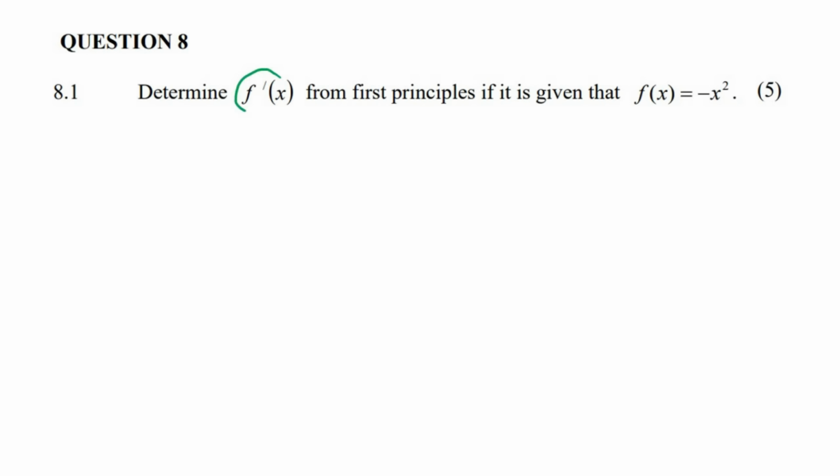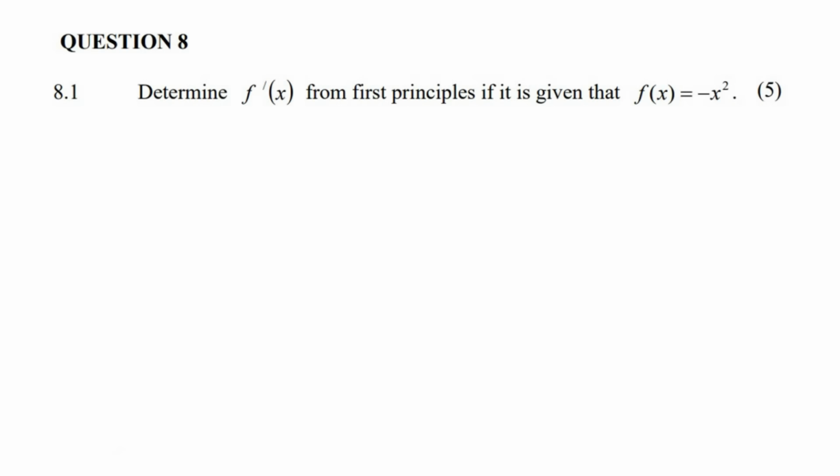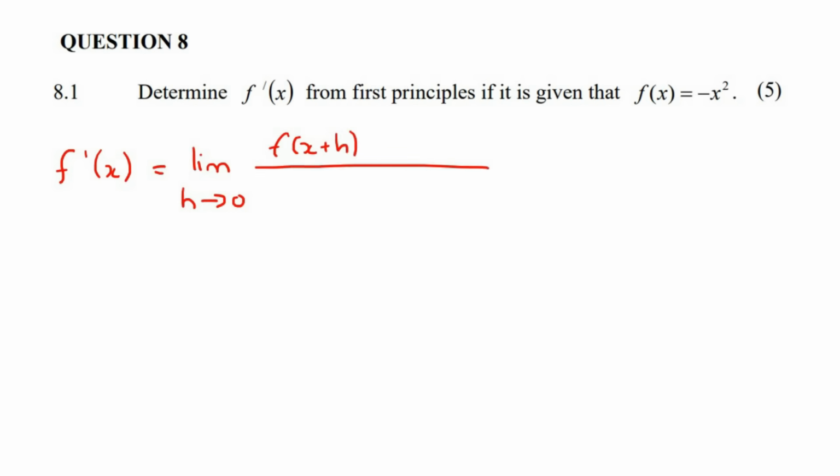Determine the first derivative using first principles. So remember, the first principle formula is this one over here. Okay? So we can say that the first derivative is equal to the limit as h goes to 0, and then you've got this formula: f of x plus h minus f of x over h. Okay, now there are a lot of learners who struggle to use this formula. Let me try and make it easy.